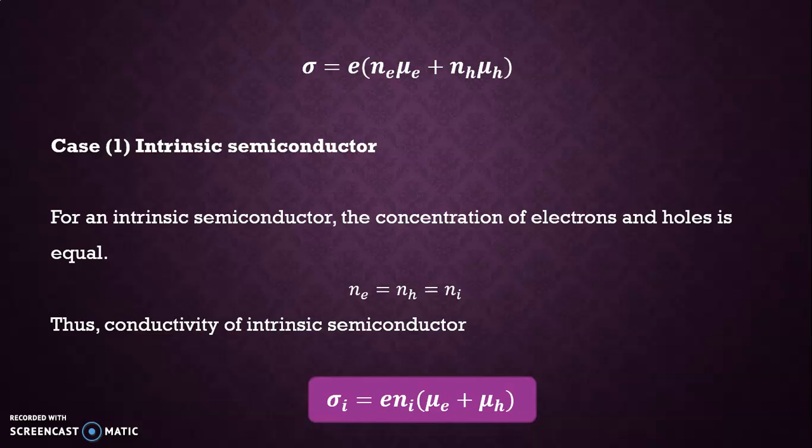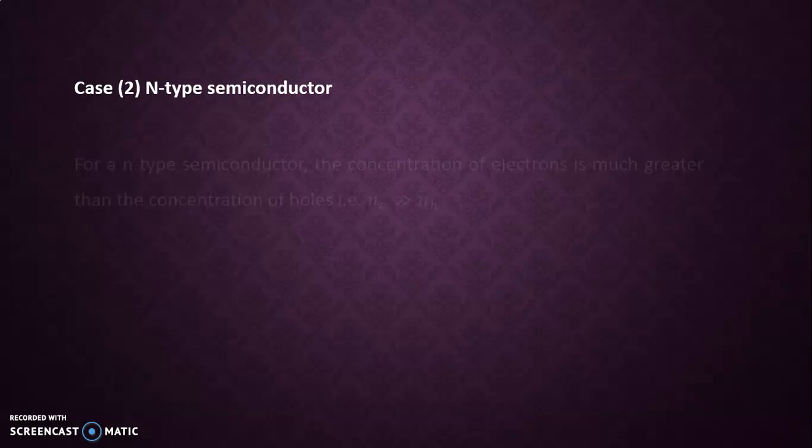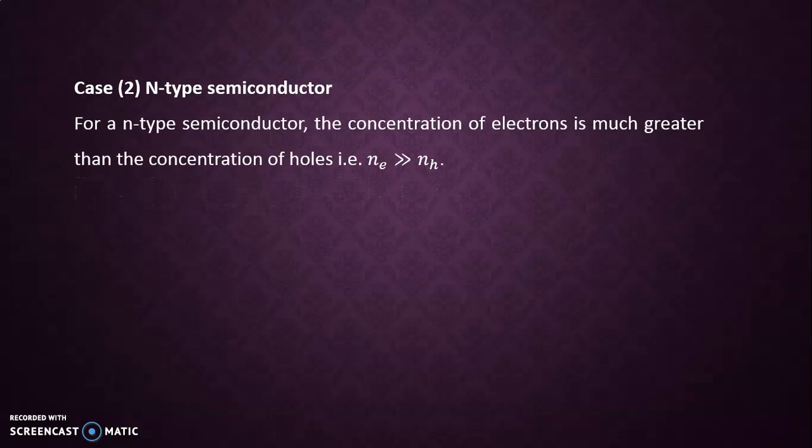Now the second case, which is extrinsic semiconductor. First is n-type semiconductor. We know about n-type semiconductor. For n-type semiconductor, the concentration of electrons is much greater than the concentration of holes. That is, n suffix e is much greater than n suffix h.